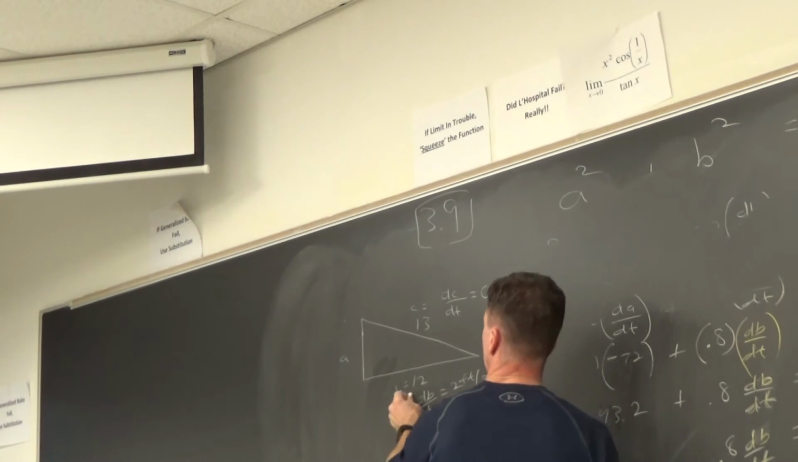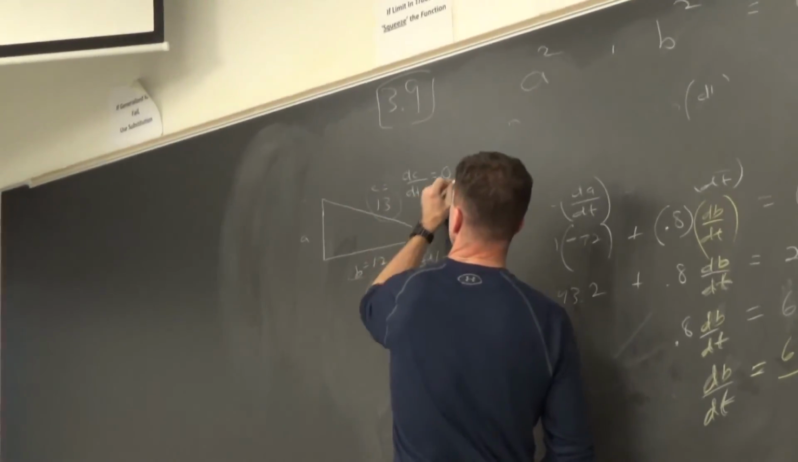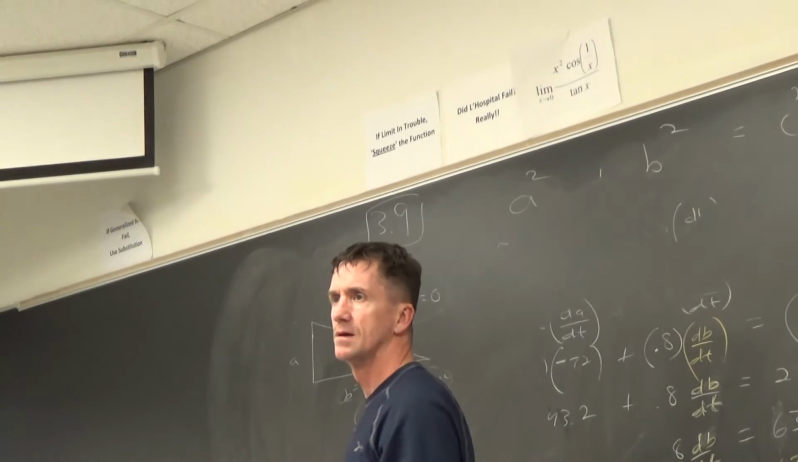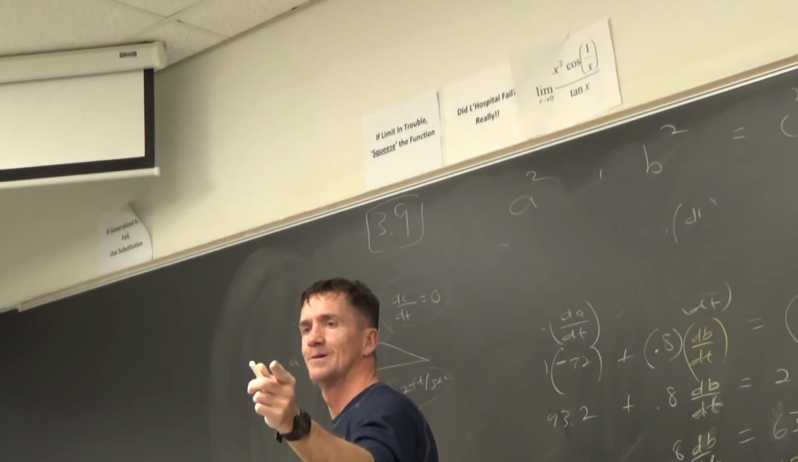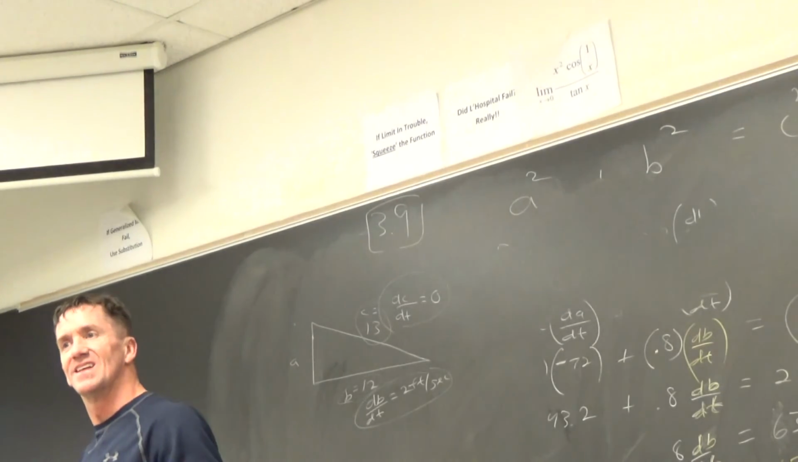All right. I've got B, I've got dB/dt, I've got C, I've got dC/dt. I'm stuck. How do I get that? 5. That's it. How did you get that? 13 squared minus 12 squared. Pythagorean theorem. It's a perfect triangle though.